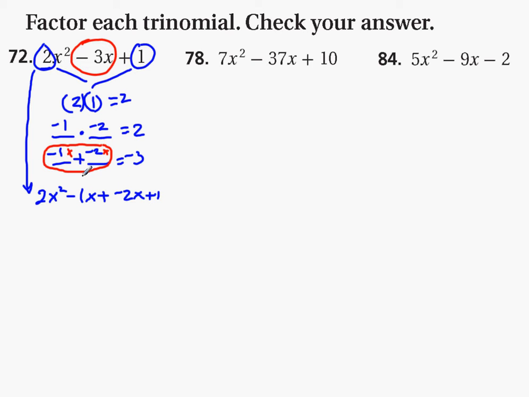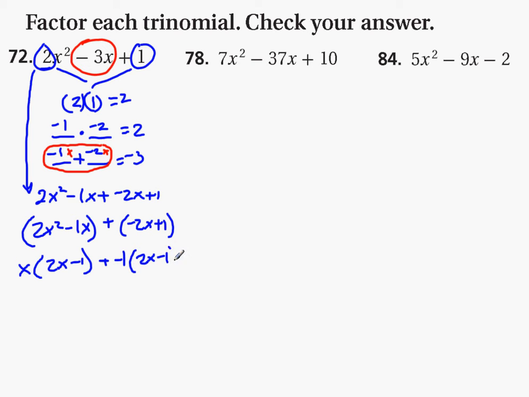Now we're going to factor by grouping. So we're going to take 2x squared minus 1x, make that one group, and take -2x plus 1 and make that a second group. Now we're going to greatest common factor each group. So it looks like x is my greatest common factor, leaving me with 2x minus 1. Here I have a common factor of -1, which leaves me with a 2x minus 1.